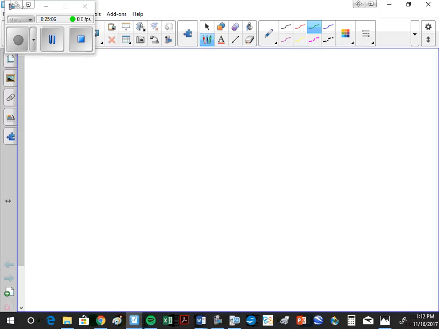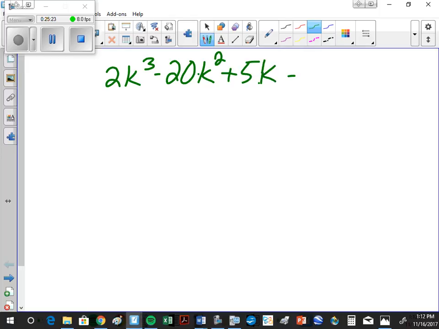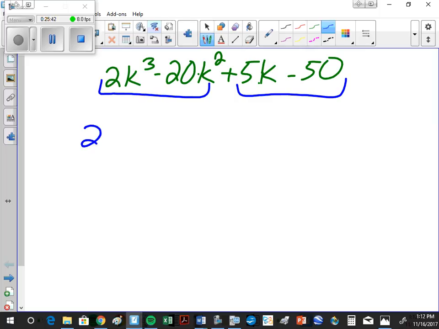Okay, let me do another one. 2k to the third minus 20k squared plus 5k minus 50. I have a polynomial to the third that has 4 terms, so I check grouping. If I group those and I group those, what does the first group have in common? 2k squared. If I pull out 2k squared, what's left?